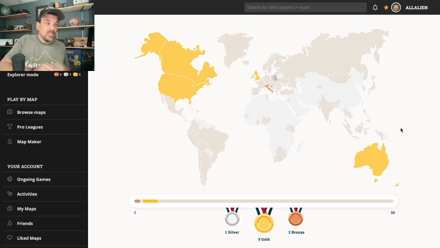Best way to do that is with Explorer mode, where you can play a game just in one country and start identifying clues, hints, tips that'll make it easier to spot the next time you're there. I, in particular, have a challenge in Eastern Europe, in Southeast Asia, being able to distinguish the various nations.